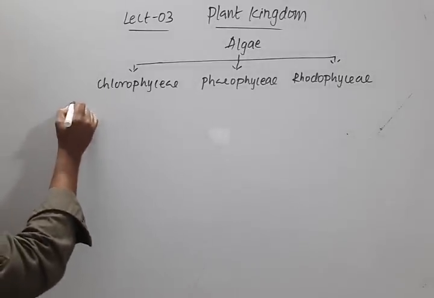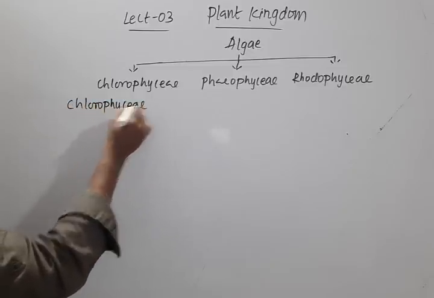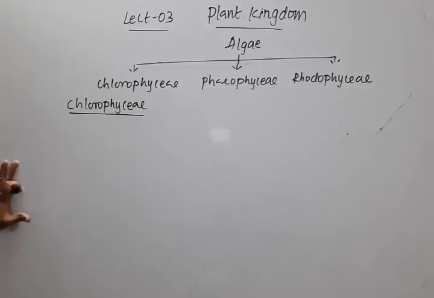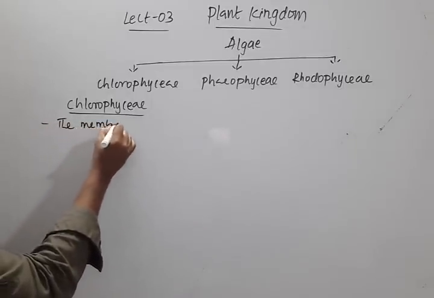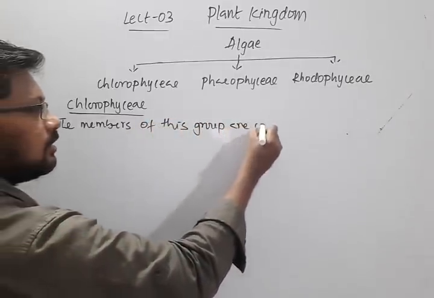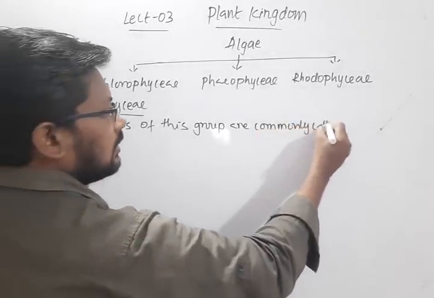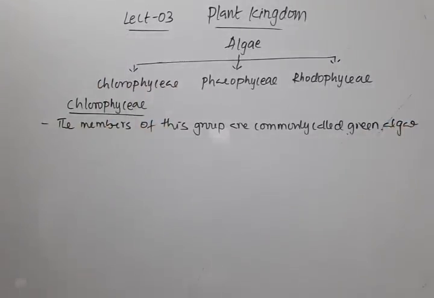First we'll see about the class Chlorophyceae. The members included in this group are commonly called green algae. Why are they called green algae? It is all due to the coloration, in what color they are seen.